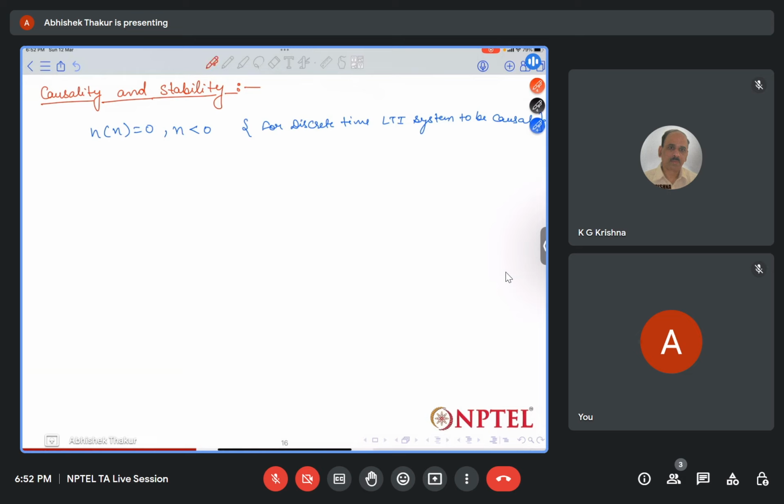And for stability, a discrete time LTI system is said to be stable if the ROC includes the unit circle, magnitude of z equal to 1, and all the poles of the transfer function H(z) are within the unit circle. A causal system is unstable if and only if at least one pole of H(z) is outside the unit circle, or there are repeated poles of H(z) on the unit circle. In this case, the system is unstable. We will take some examples and we will see.